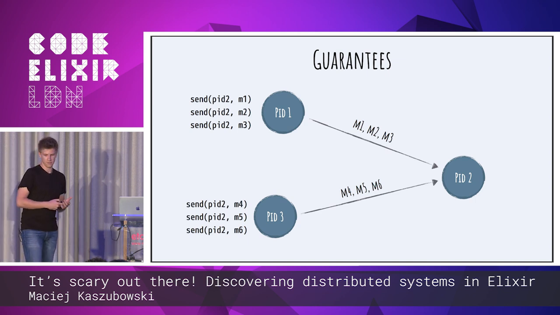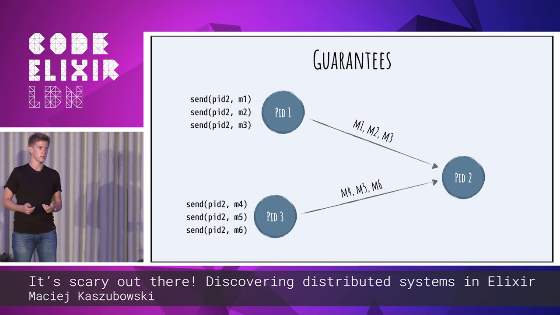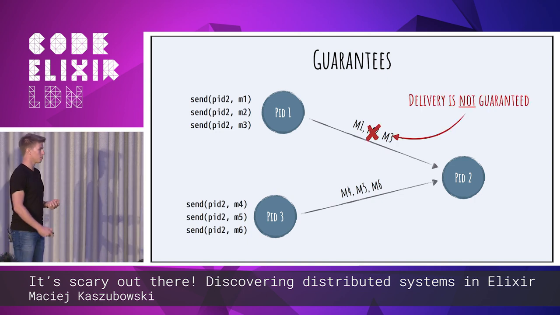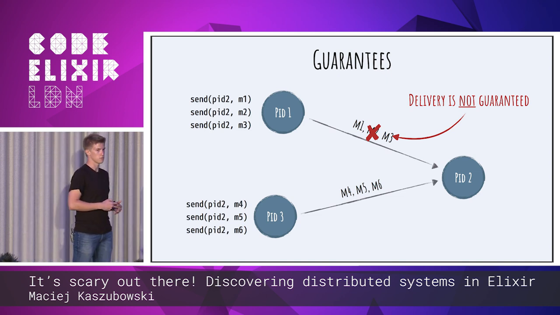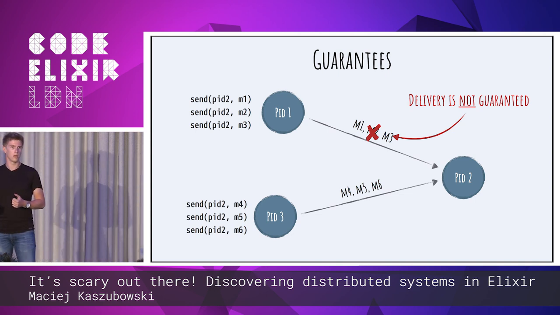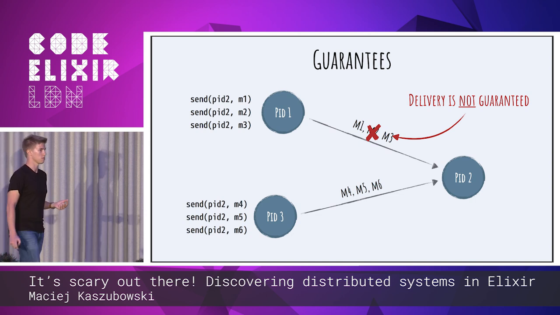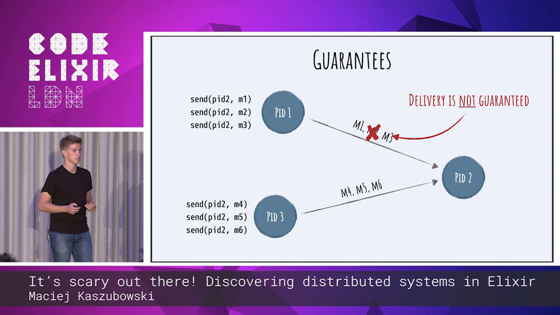And the first thing you have to be aware of when creating distributed systems is that all messages can be lost. So Erlang doesn't guarantee you that the message will be delivered. And in fact, we call this semantics at most once. So it will be delivered either once or not at all. It won't be duplicated, but you have no guarantees that it will be delivered.